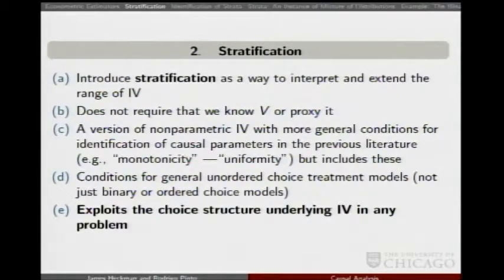But what I want to do is, I will talk about that, and everything I'm going to do is going to include that, but I want to go beyond it. And so I want to consider broader frameworks. I want to introduce the concept of strata and stratification as a way to interpret and extend the range of instrumental variables. So we don't have to know V or proxy it, so it's not a matching type of estimator or control function estimator. The stratification approach is a version of nonparametric instrumental variables that allows us to include these monotonicity conditions, but includes more general conditions, and it helps us take the general unordered treatment choice model and consider much more general frameworks than we have before.